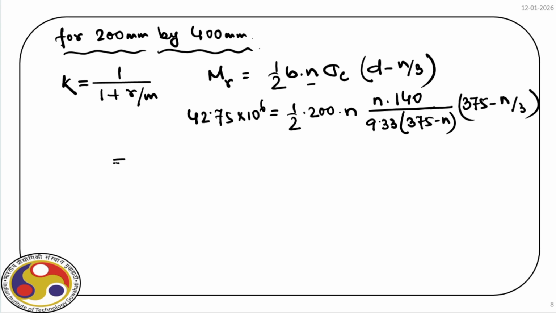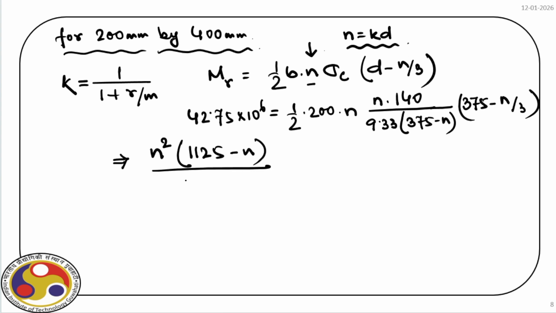Now, if we solve this, we'll get the quadratic equation of k, but this time I write it in terms of n. Recall n is equal to k times d. We are familiar with the quadratic equation of k, I just thought to recast the same equation in terms of n, and let us see what happens. So we have n square times 1125 minus n divided by 375 minus n is equal to 85649.5. If you simplify this expression, you will get this equation.